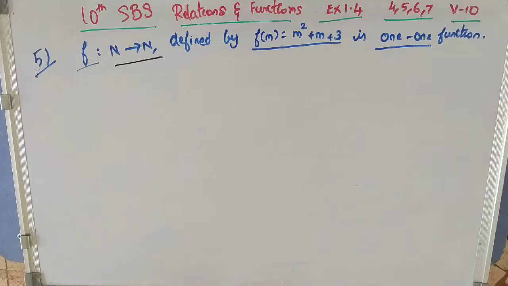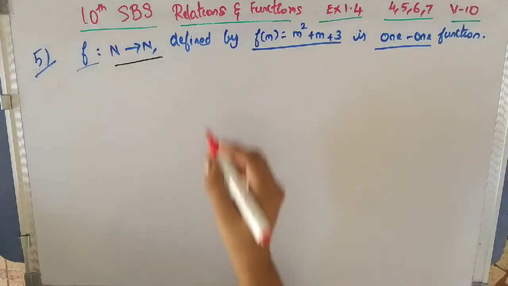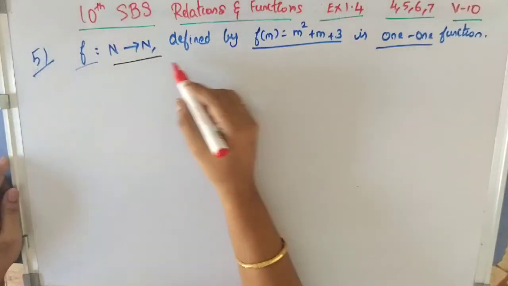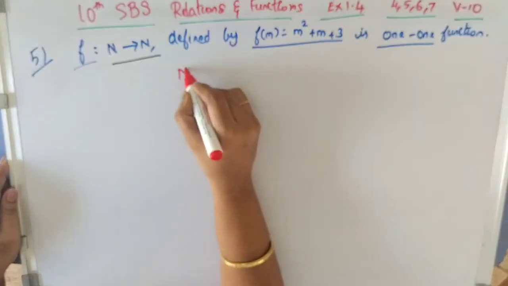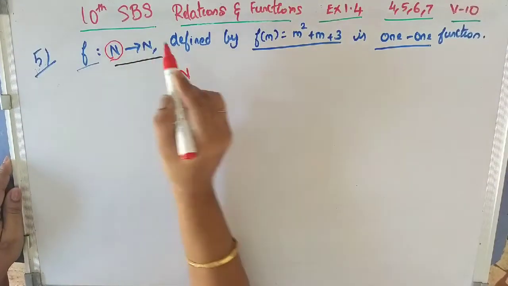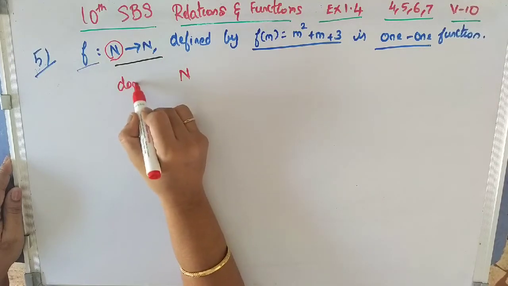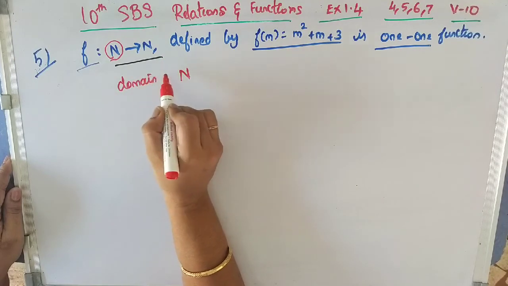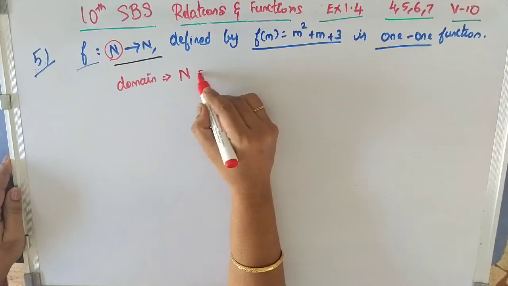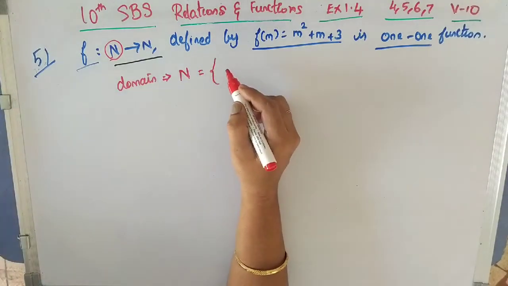Clear? Okay. Now let's go to the fifth question. Here too the function is from natural to natural number. It is defined by f of m is equal to m squared plus m plus 3. We should prove it is a one-to-one function.